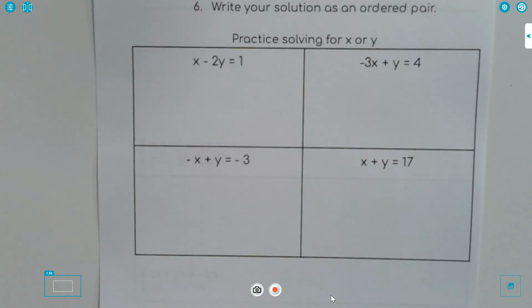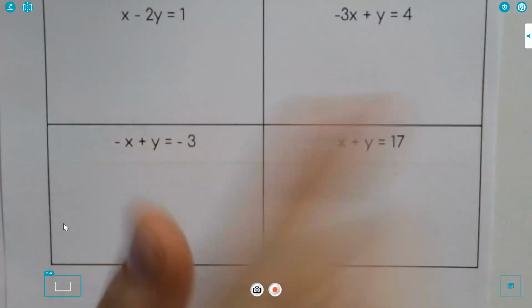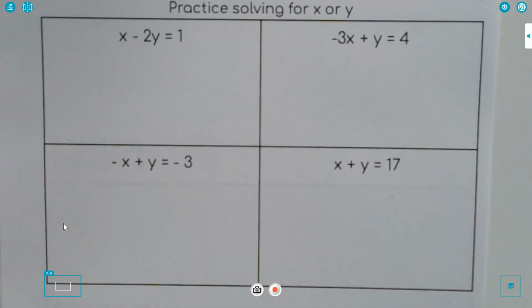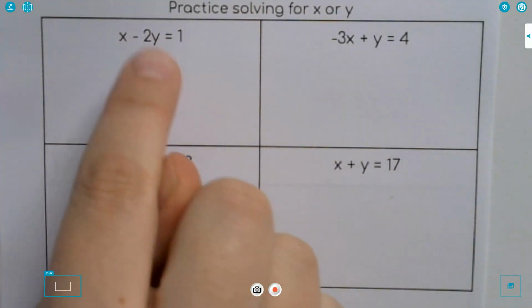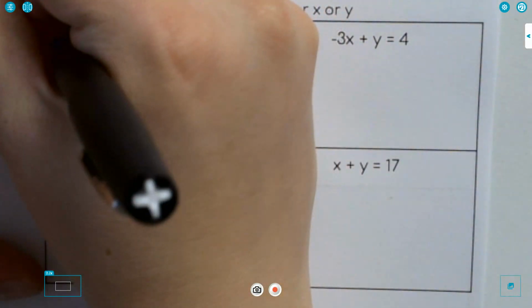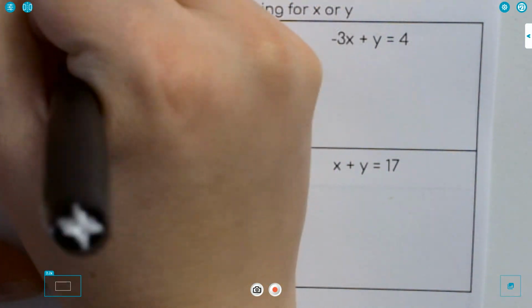The best thing to do is always solve for the thing that is closest to being by itself already. So let me zoom into these. This top left one, x minus 2y equals 1. We are deciding whether we are going to solve for x or for y. What is closer to being by itself, x or y? X, because that y has a negative 2 with it. So for the x, all we have to do is get rid of the minus 2y. To get the y by itself, we would have to get rid of the x and the negative 2. So put a little note to yourself that we are going to solve for x.